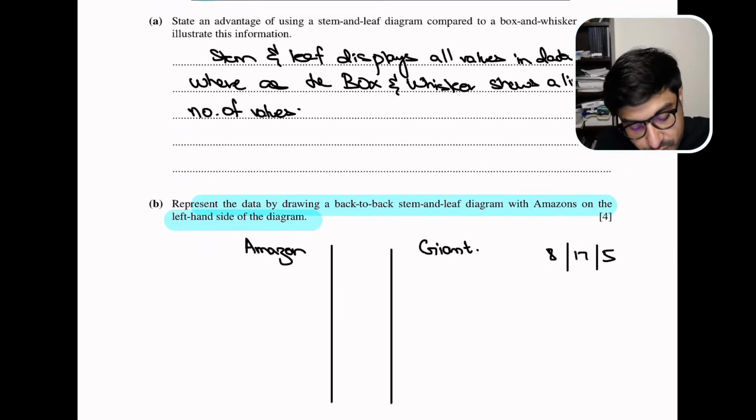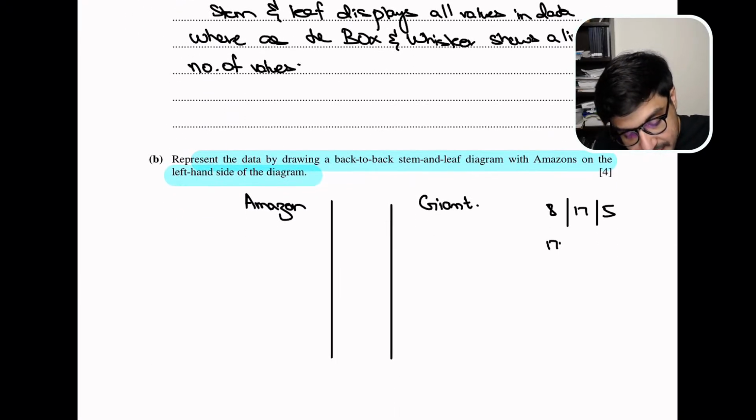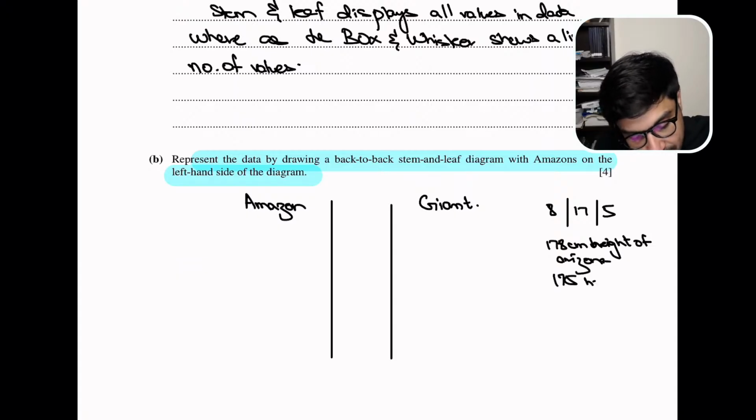This would mean what? This would mean that 178 centimeter height of Amazon. So this is how the key is drawn, and then 175 centimeter height of Giants, right? So this is how it is going to be done.